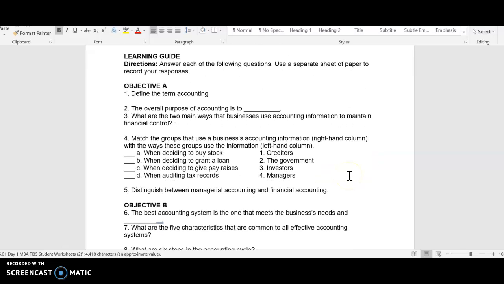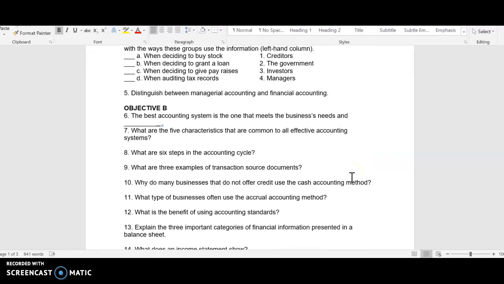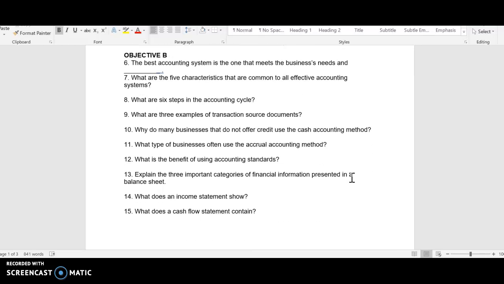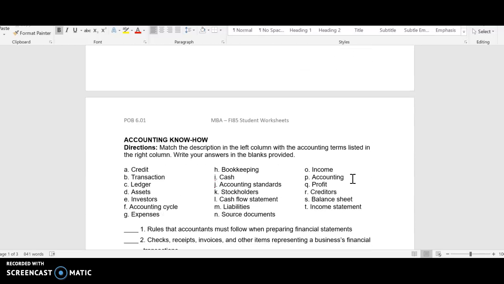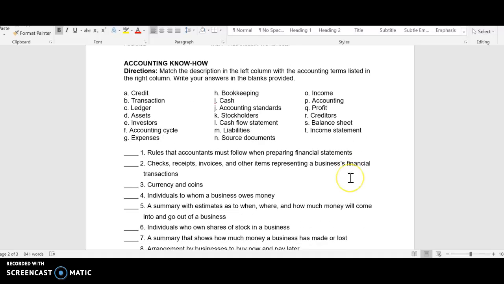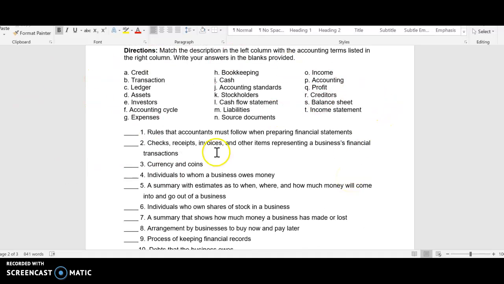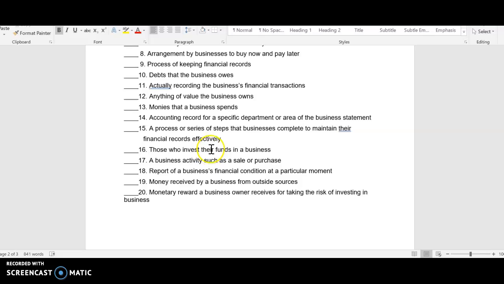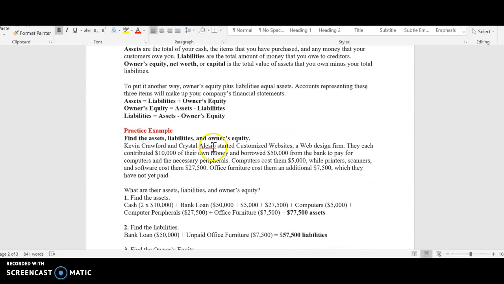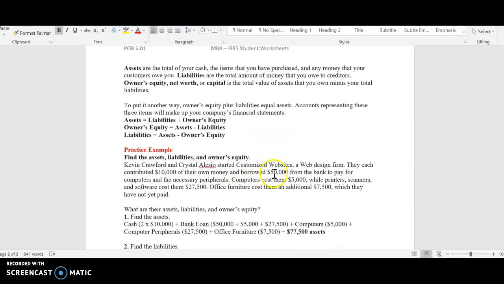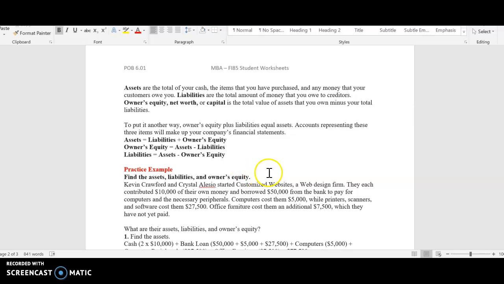So A and B, and this is what your sheet should look like without the answers in it. A and B is what I just showed you guys, and then the accounting know-how is what you're going to do. So this is matching all these words here with the 20 questions here. Then you have the fun part of actually working with the accounting equation.